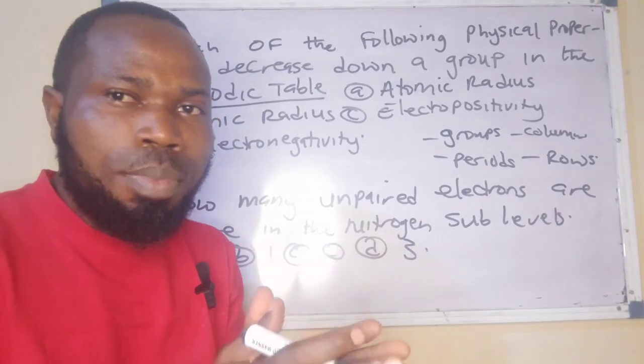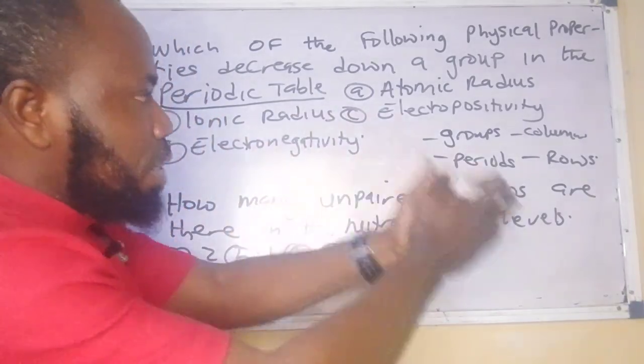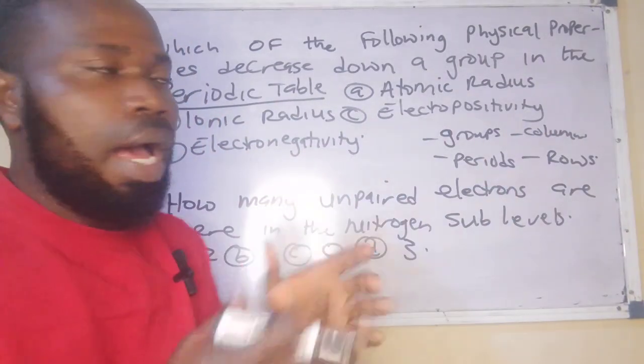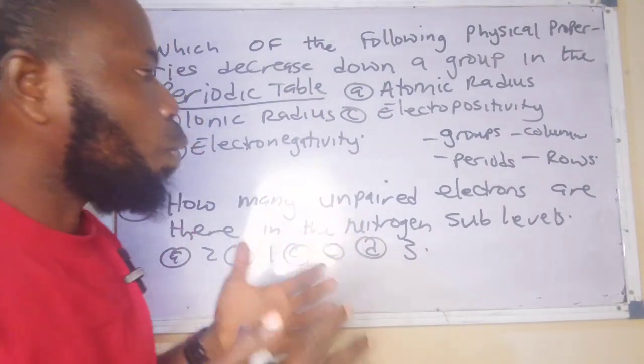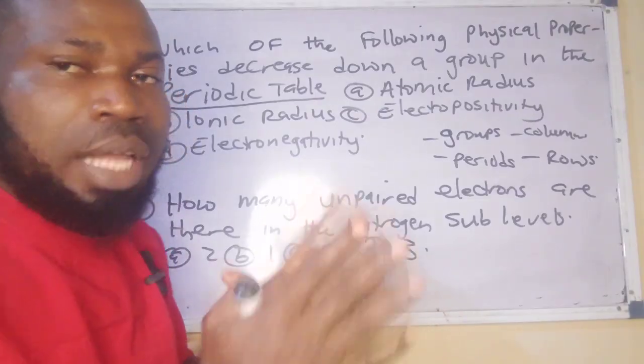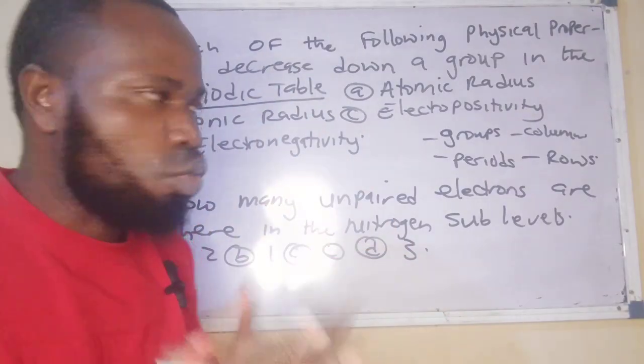Now, there are some physical properties that tend to affect elements in the periodic table. There are some that, if I'm moving from left to right in the periodic table, tend to increase, and of course decrease from top to bottom. That means decreases down the group. Now, what are these properties? I'll try and list them in a very simple way for you to understand.